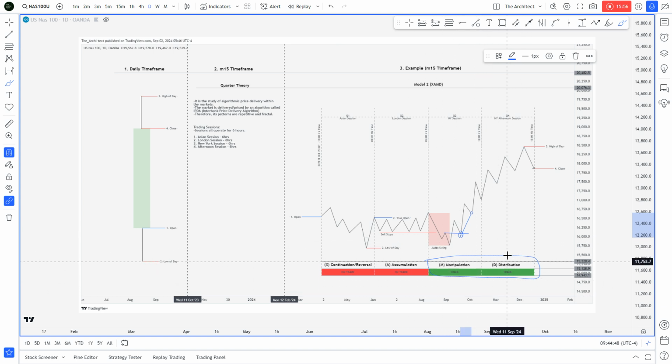You're anticipating a distribution in the fourth quarter, meaning what? You're anticipating a continuation of price action so as to set the high of the day. And then eventually what happens is you get the close, right? So this is model 2. Let's go on to model 3.